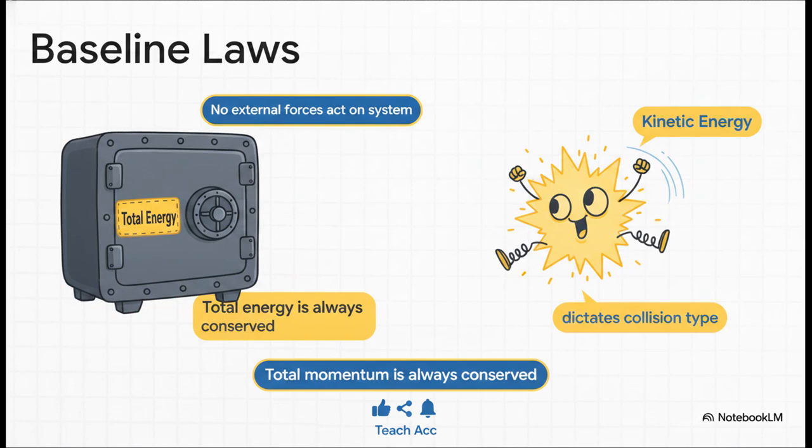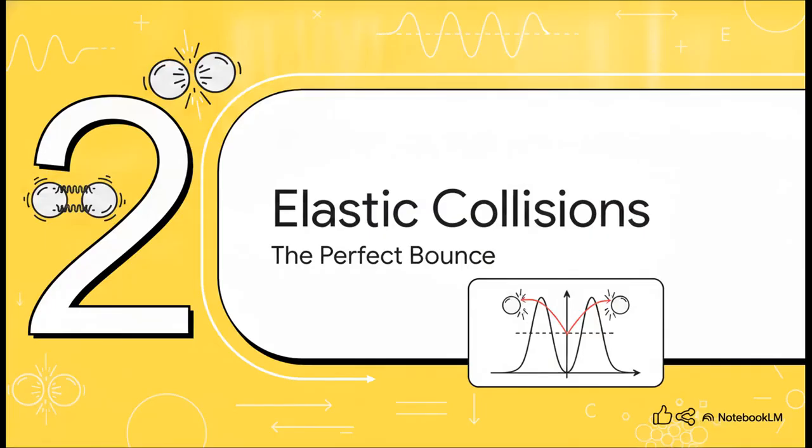Here are those baseline laws again. Remember, total energy is safe. The universe never just deletes it. However, mechanical kinetic energy, the actual energy of motion, well, that's the rebel here. The entire primary difference between the types of collisions we're about to explore lies entirely in whether or not that mechanical kinetic energy is conserved during the process. Which brings us to section 2, elastic collisions, aka the perfect bounce, where we are conserving kinetic energy.